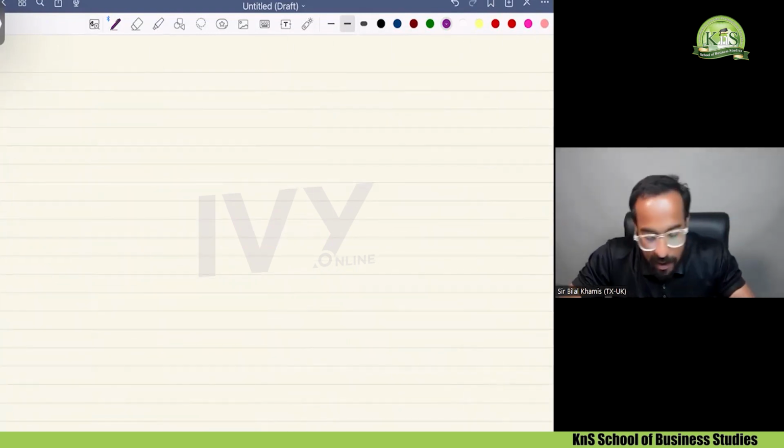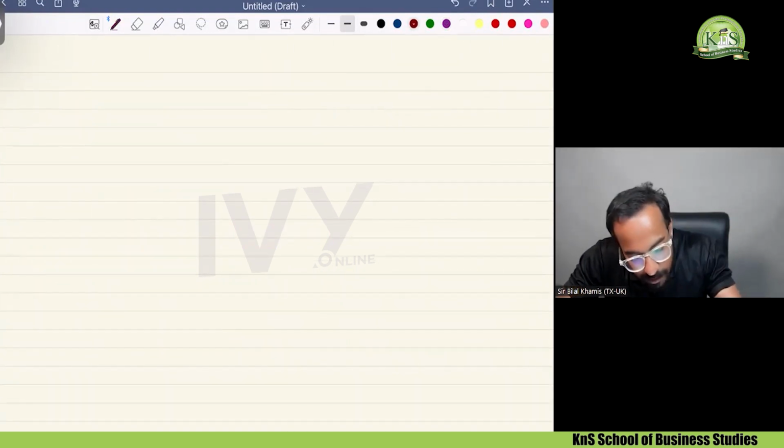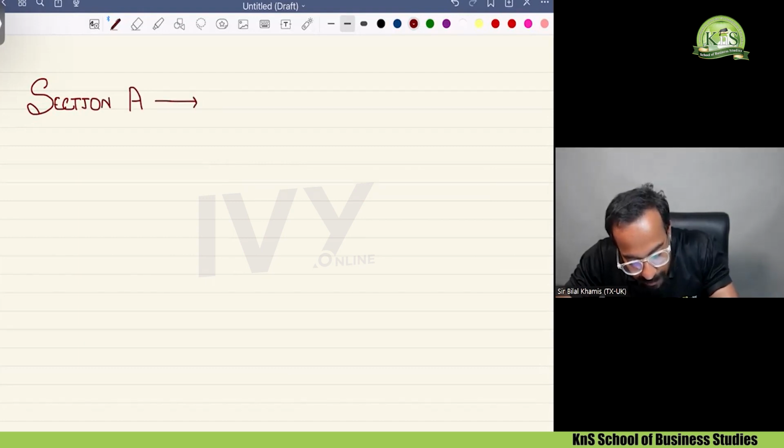Now, moving towards the structure, the paper has three sections, similar to how FR has three sections. Section A belongs to MCQs.